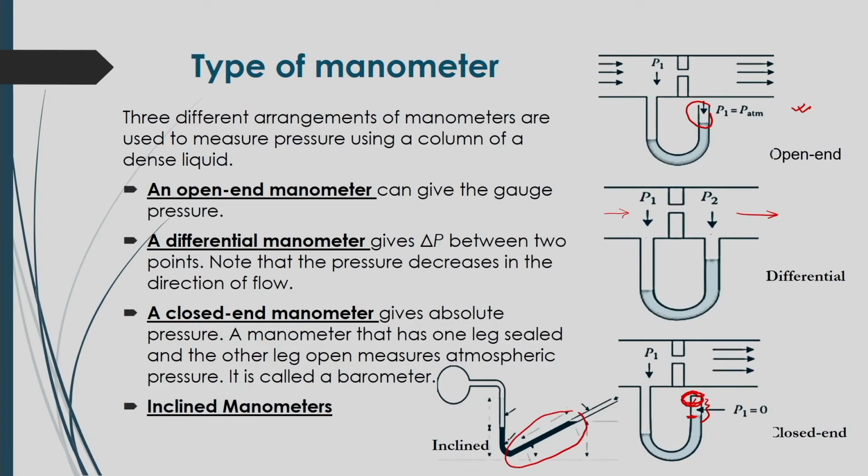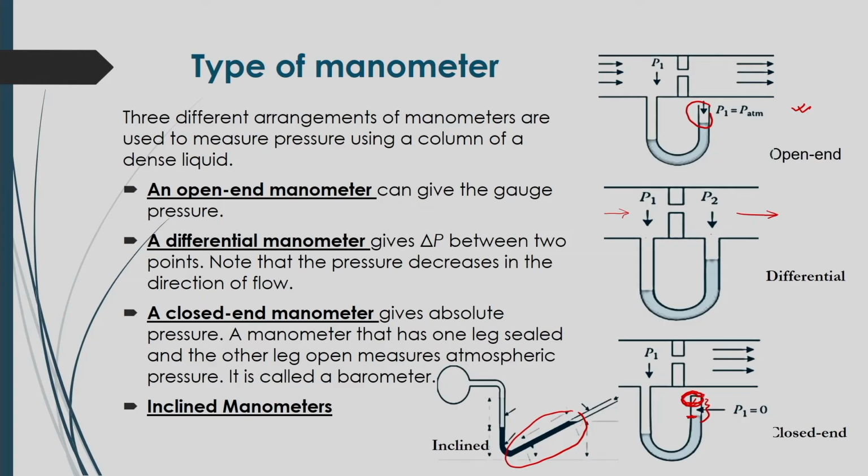In this case it will be inclined, but for the calculation you have to calculate the vertical height, based on the inclined angle. Based on that angle, you calculate the vertical height from the inclined leg, and from this vertical height you calculate the hydrostatic pressure, and that pressure will be the gauge pressure of your system.